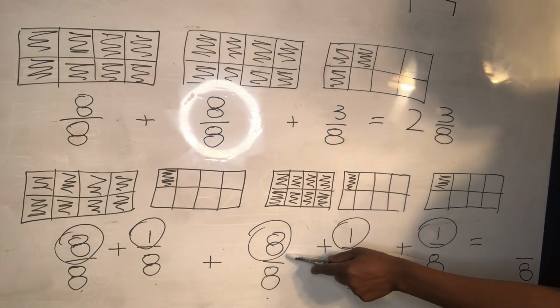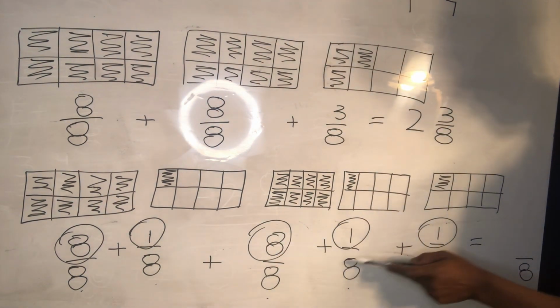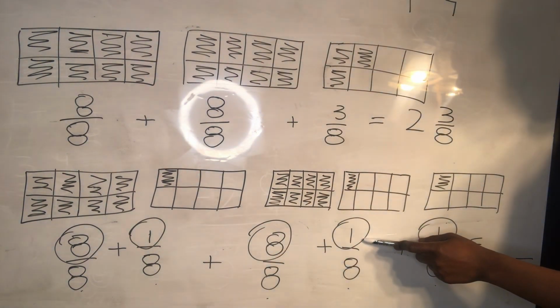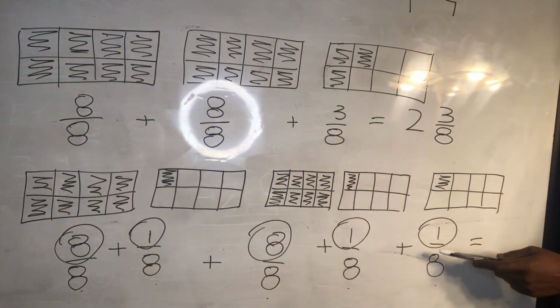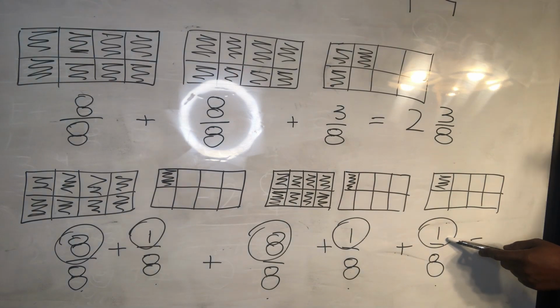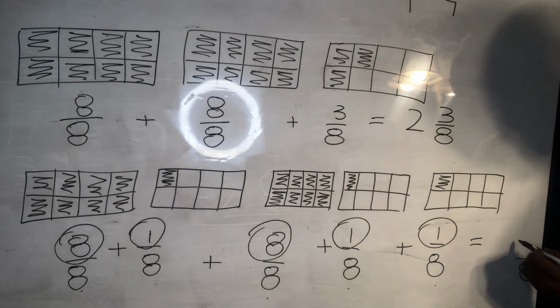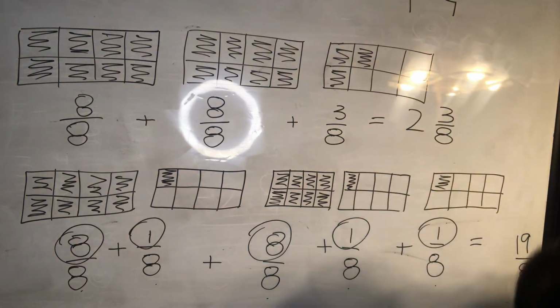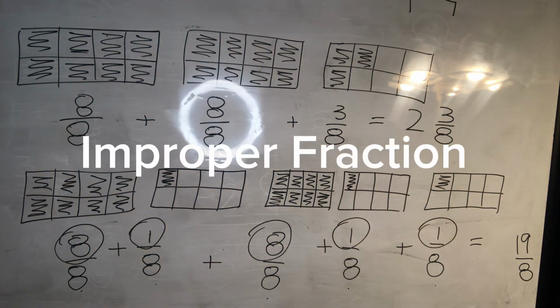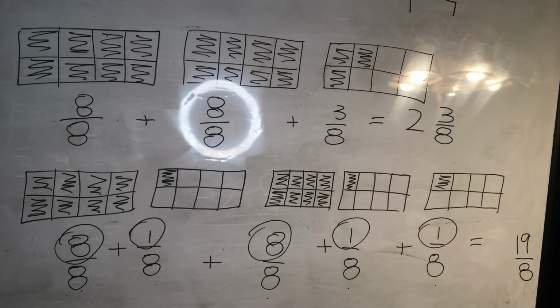So that's where we are at this one, 17. Now we got one more. So if we're at 17, we count up 1 time, that's 18. Then we count up 1 more, that's 19. So 19 over 8. That comes out to be an improper fraction. But guess what, guys? We don't leave it there.